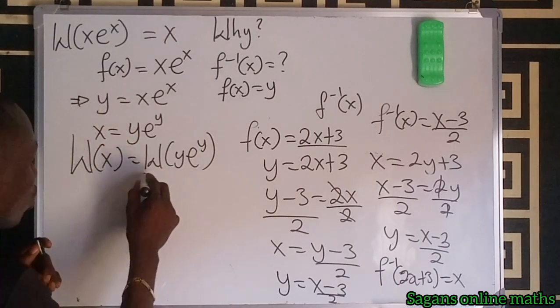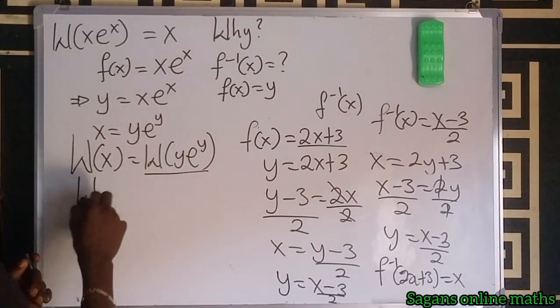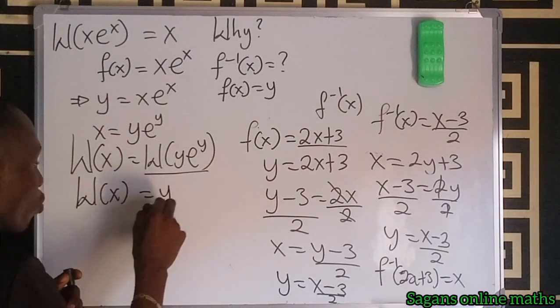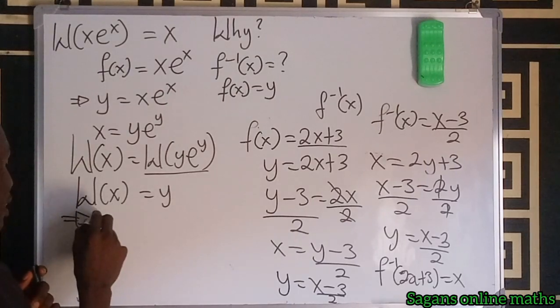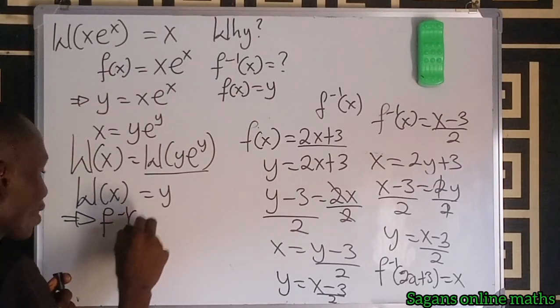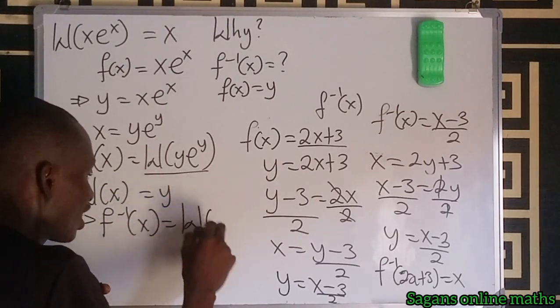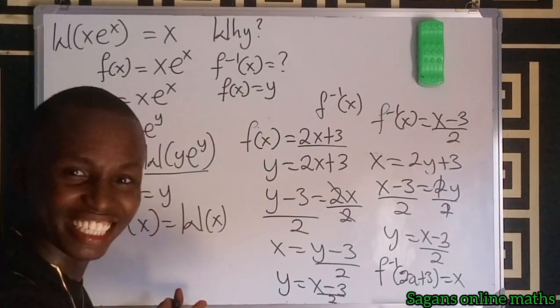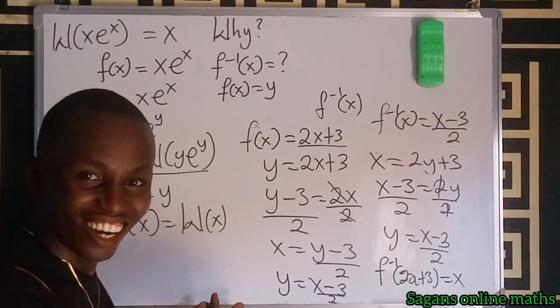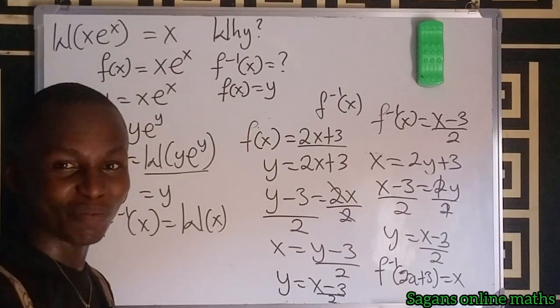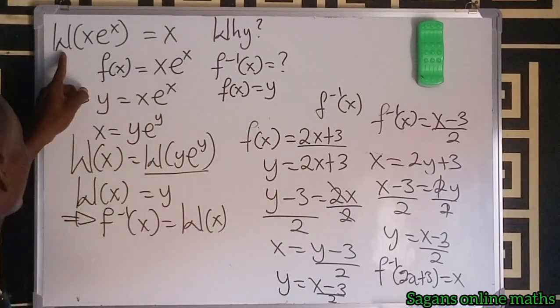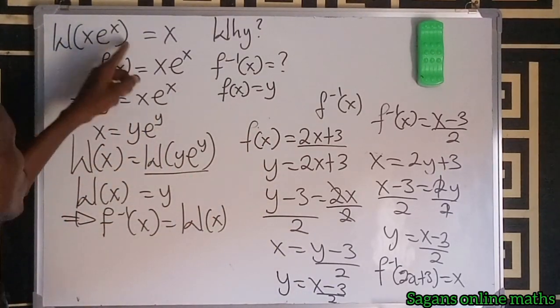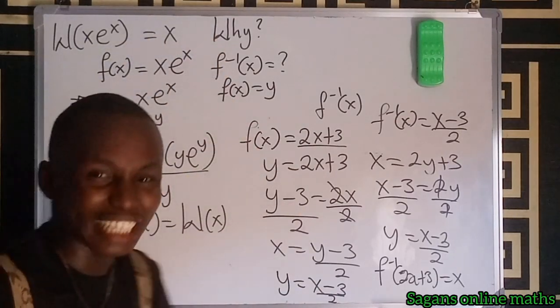Now, take note that all this is just y. So the w function of s is equal to y. It implies that the inverse function of s is equal to the w function of x. This is pocket genius. Amazing. I love this. Now, let's go back to our question. They said, why is it that the w function of s multiplied by e to s is always equal to s? Why? That is the question.